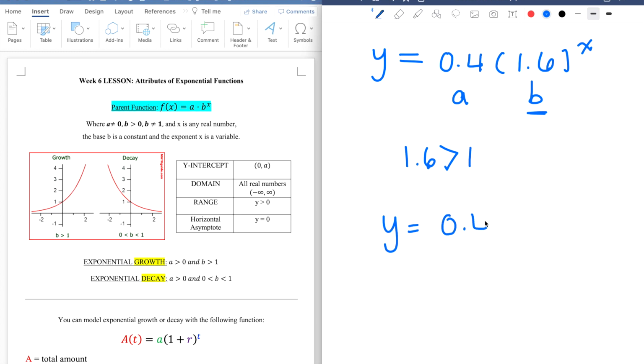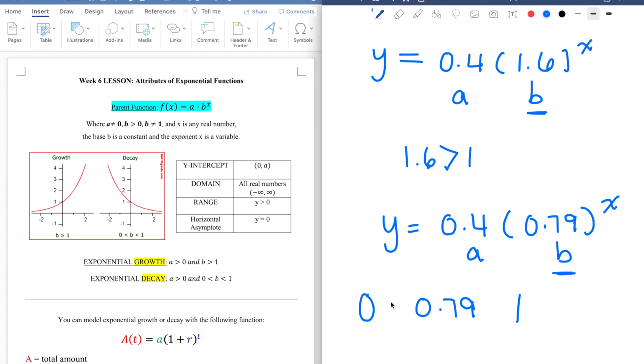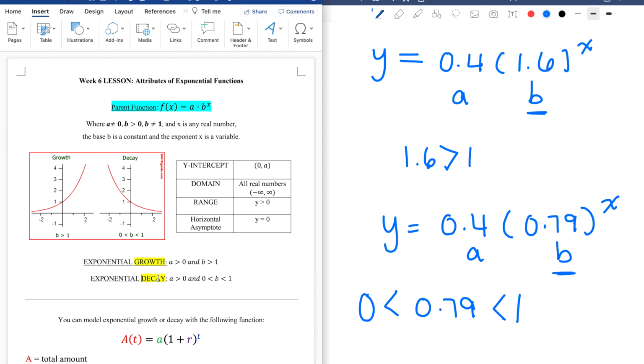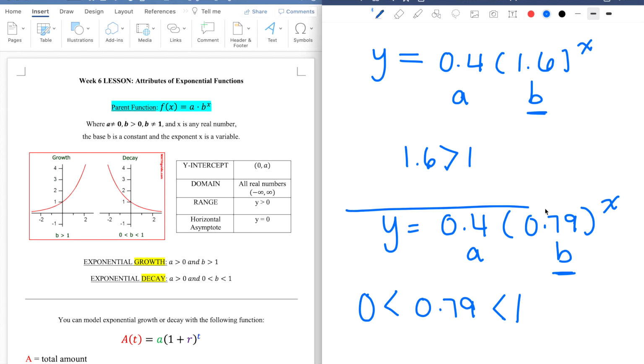What if you had 0.4 times 0.79 to the power of x? That's your a, that's your b. 0.79 is not greater than 1. This is actually between 0 and 1. So when your b value is between 0 and 1, that is going to be decay. So this is an example of exponential decay.